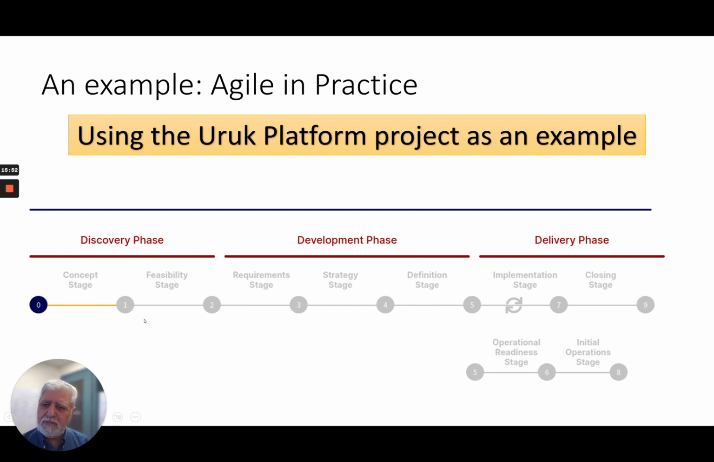For example, in a lot of small, simple projects, I could combine the concept stage and the feasibility stage in one stage. I can combine the requirement and the strategy, or the strategy and the definition. Right? So we can do some combination. In some projects, the operational readiness stage and initial operation may not exist. They could be part of implementation, right? So your life cycle and your real world and your real context could be different than this. But again, the steps that I will be describing apply everywhere, whether you have 3 stages or you have 10 stages. So let's talk about each one of them.